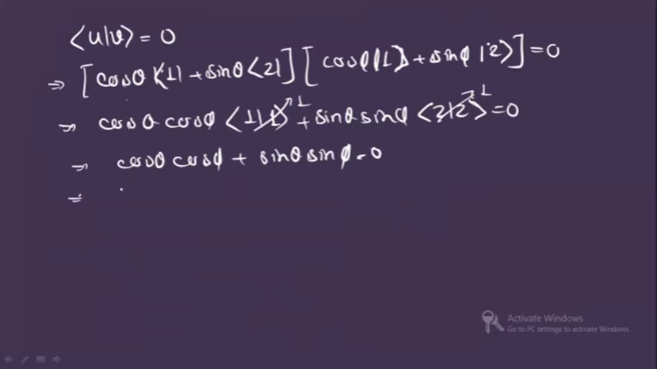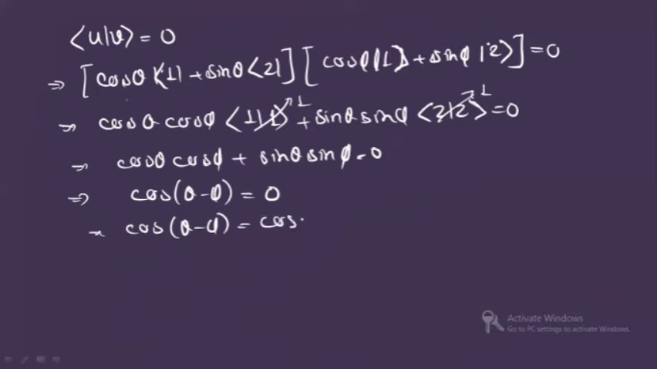So if you see, this is the formula of cos(A minus B). So you can write this as cos(theta minus phi) equal to 0. So from here, you will have cos(theta minus phi) equal to cos pi by 2, right? Because cos pi by 2 is 0. So if you do so, you can write theta minus phi is equal to pi by 2. Or you can write theta minus phi is equal to minus pi by 2, because cos(minus pi by 2) is also 0.